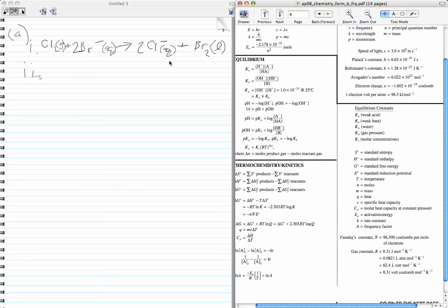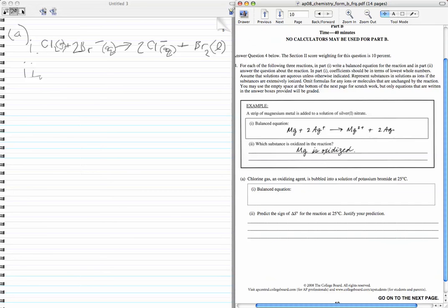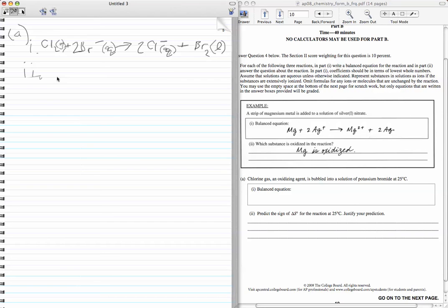Okay, so if our products have lower entropy than our reactants, that means that our delta S is going to be negative. So delta S is going to be negative in this case, again because of the difference between absolute entropies of a liquid and a gas.